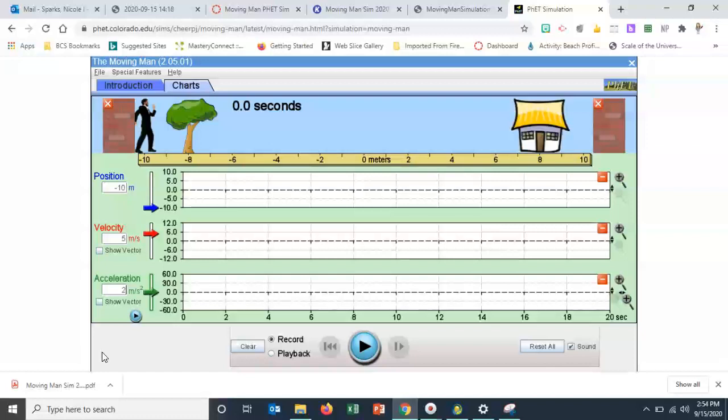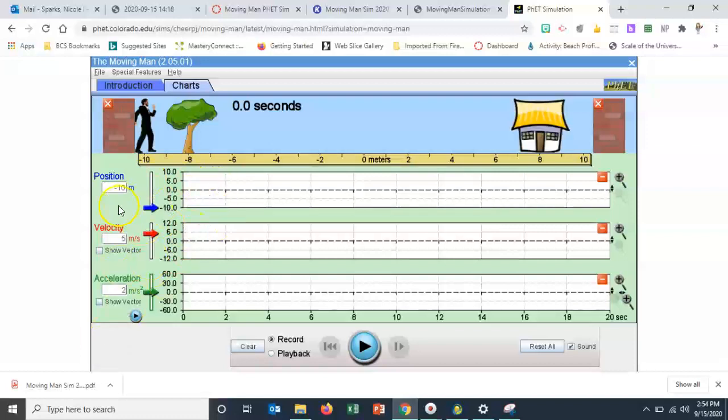With acceleration, you can accelerate forward at a faster rate. You can start off slow. Like if you're at a red light and the light turns green, you go from 0 to maybe 35 miles per hour. That's an acceleration. Or if you're at 35 miles per hour and you go down to 0, that's an acceleration too. And we'll talk more about that later.